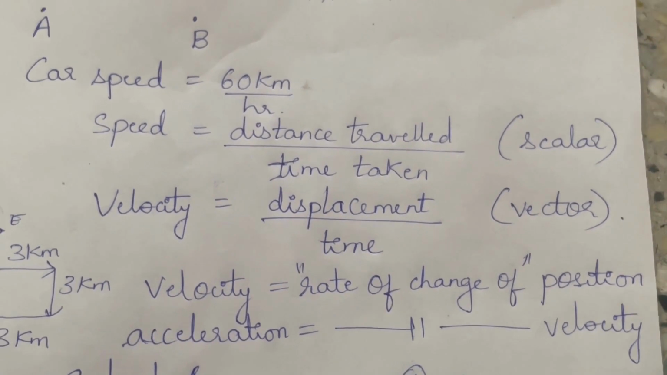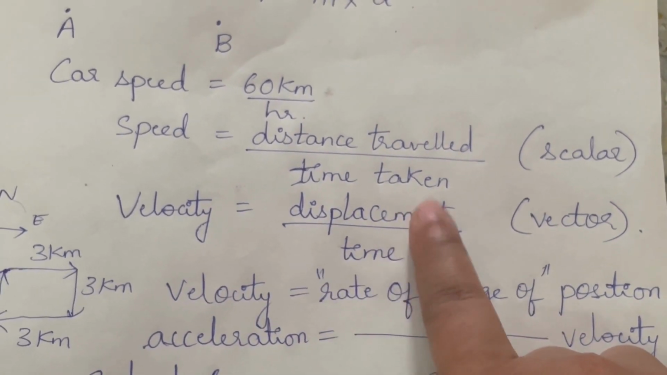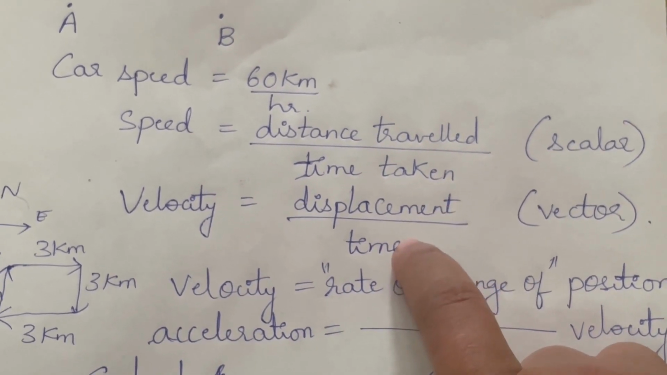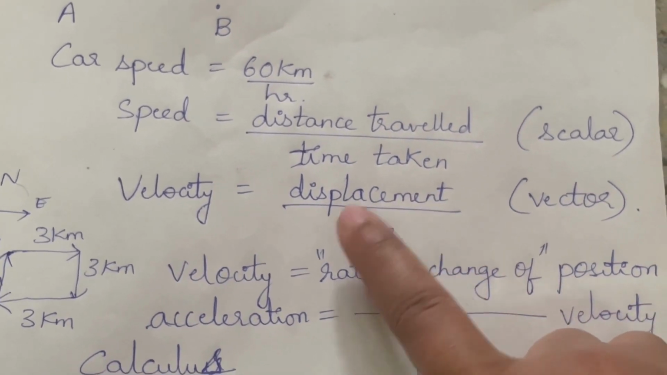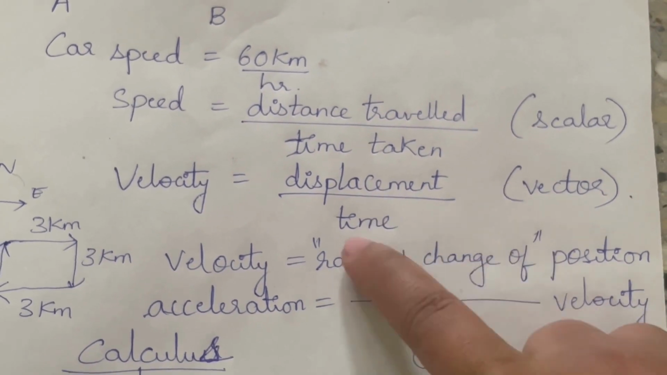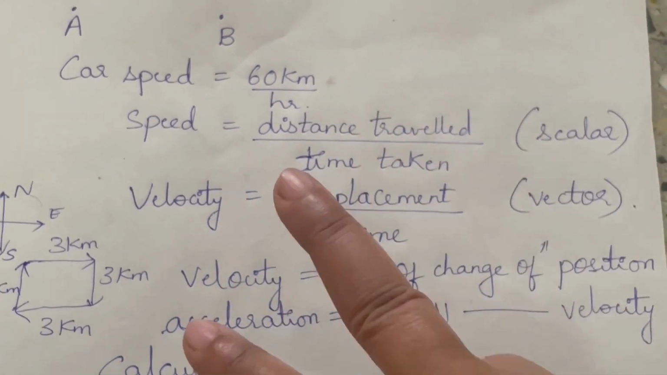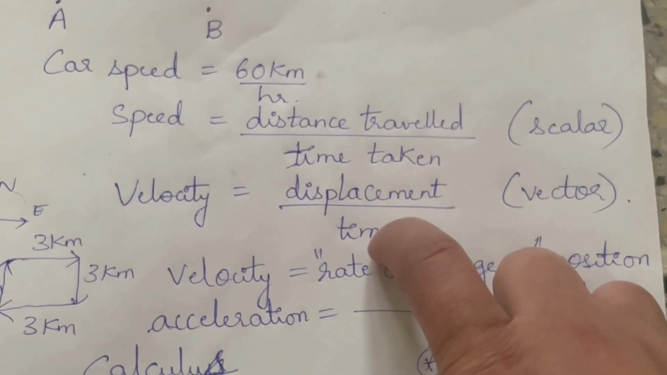So velocity has a unit of meter per second. This unit is meter and this unit is second. So meter per second. What is acceleration? This whole thing is divided by time again. So meter per second per second. So this denominator becomes square, it becomes 2 times. Second into second. So meter per second square.